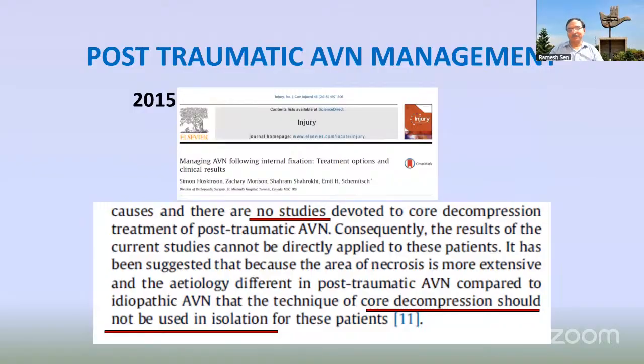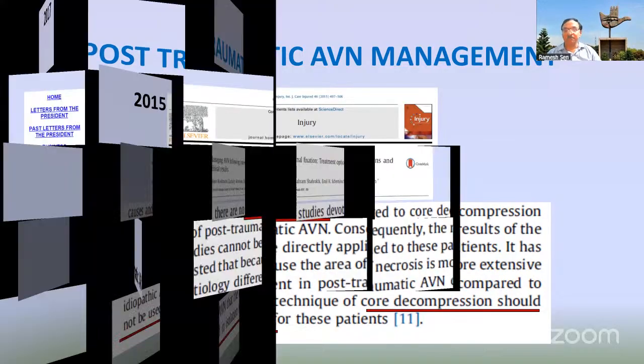Incidentally, in 2015, they say there are no studies devoted to core decompression in the treatment of post-traumatic AVN. And they said in a post-traumatic situation, core decompression alone should not be used, meaning something should be supplemented. And that is what I showed in the last 4 cases, that in a post-traumatic situation also, if we add core decompression with BMAC, we are able to have a better outcome.